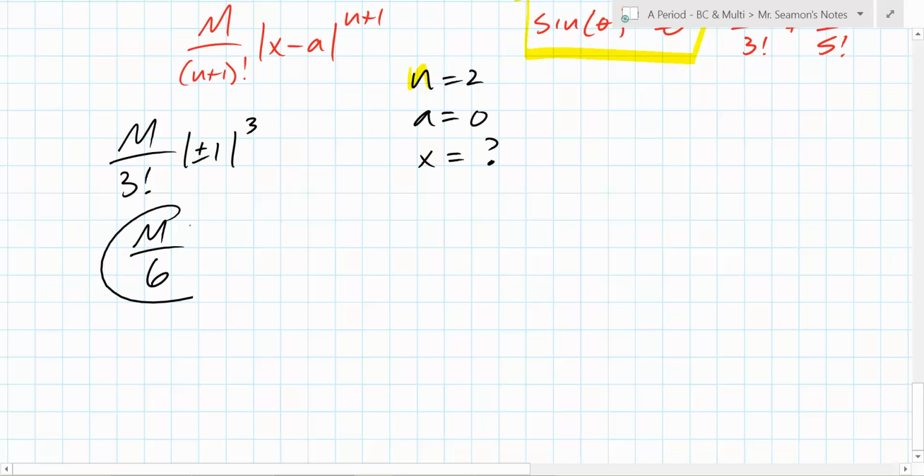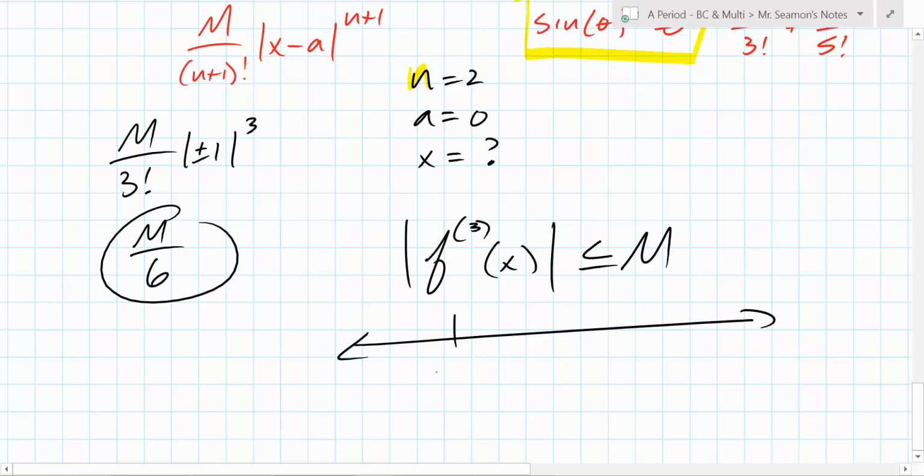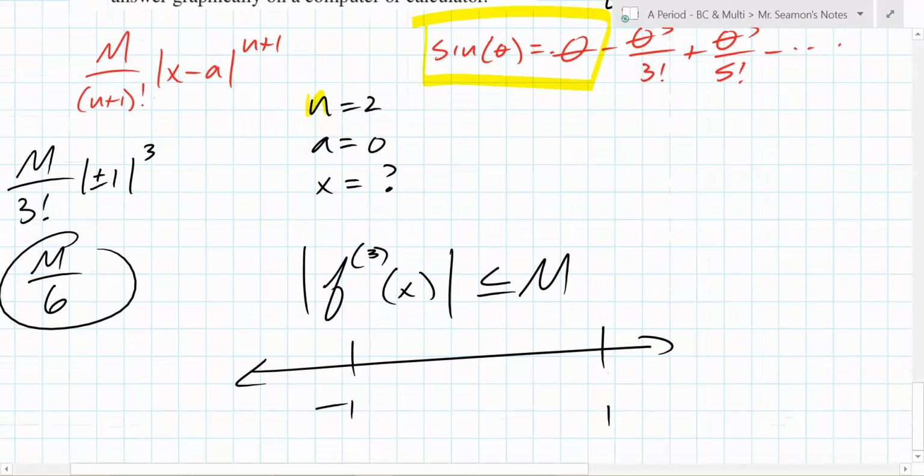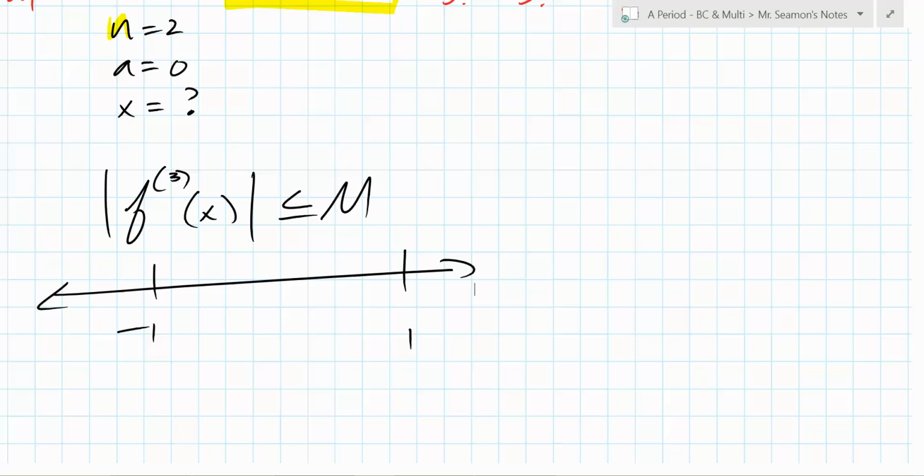But now you need to know what m is, and what was that inequality for m? F what? N plus 1. So an n plus 1 in this case is going to be f triple prime of x less than or equal to m. But what's the interval we're dealing with here? -1 to 1. So at this point, what do you need to find? You need to find the actual third derivative.